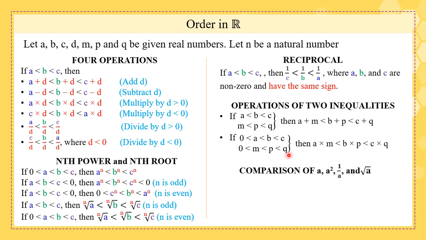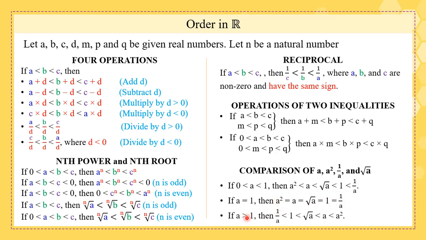Now, comparison of A squared, 1 over A and the square root of A. In fact, if A is between 0 and 1, the higher the power, the smaller becomes the number. So A squared would be smaller than A, smaller than the square root of A, which is also represented by A to the power half, which is smaller than 1, which is represented by A power 0, and smaller than 1 over A, which is represented by A to the power negative 1. And if A is 1, all of these quantities would be equal.